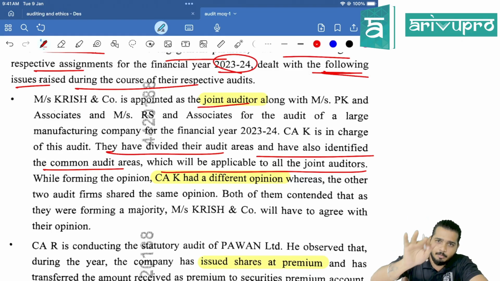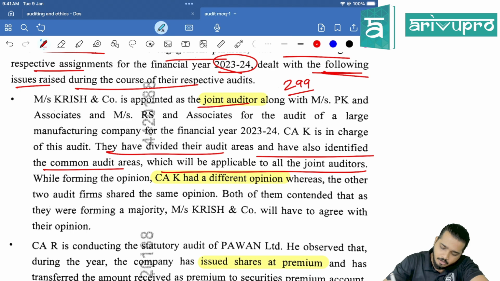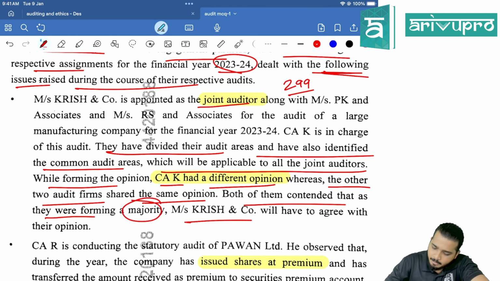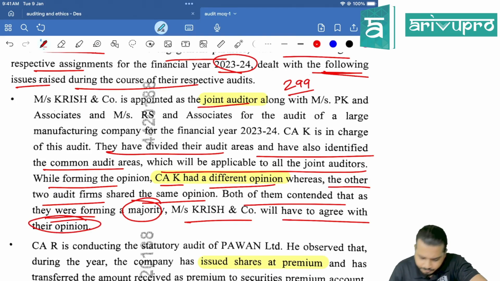In your mind only you tell, no problem. 2, 9, 9. Very good. Then, while forming the opinion, CAK had a different opinion, whereas the other two firms shared the same opinion. Both of them contended that as they were forming a majority, Mrs. Christian Co will have to agree with their opinion.